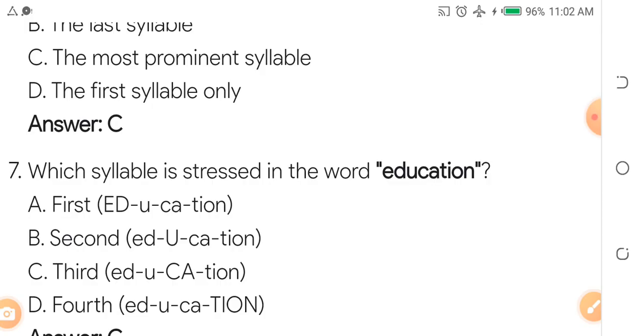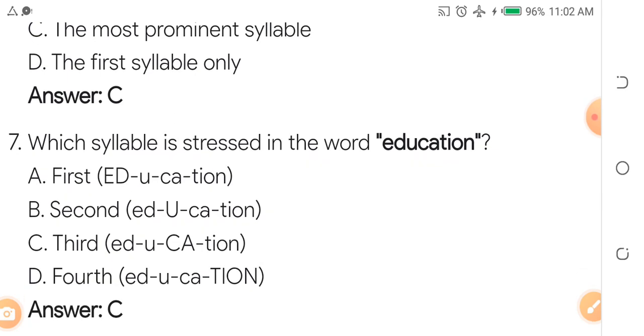Education. Second syllable. Education. Third syllable. Education. Then D. Fourth syllable. Education. The answer is education. You stress the K, the CA. So the answer is C.